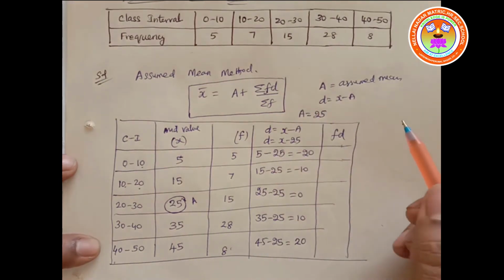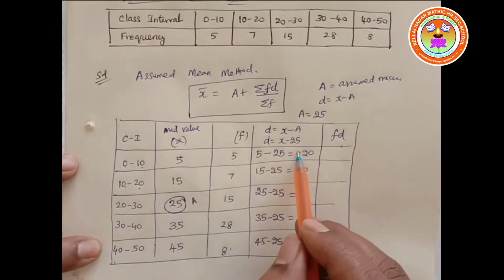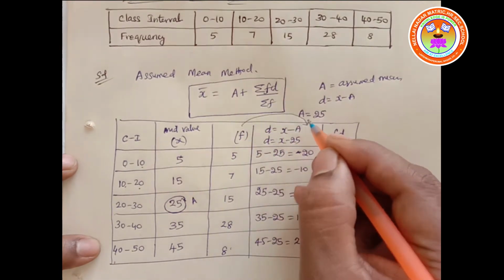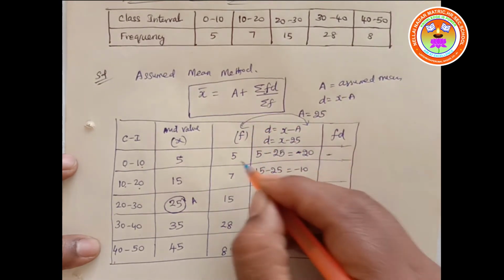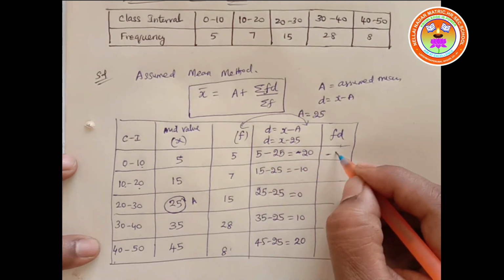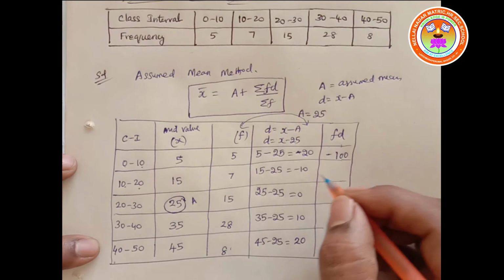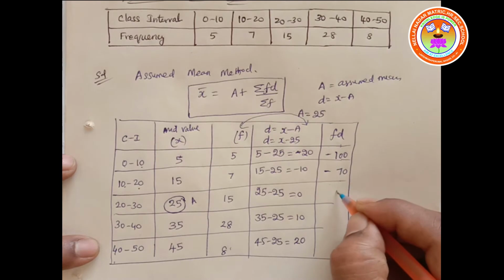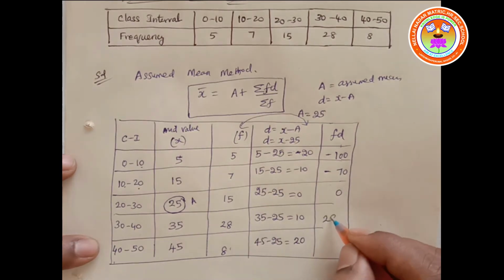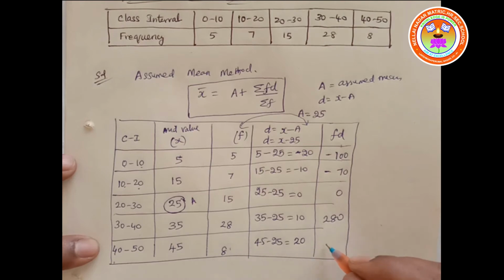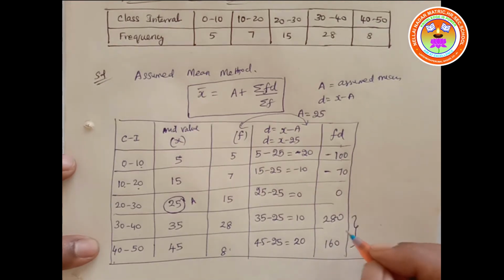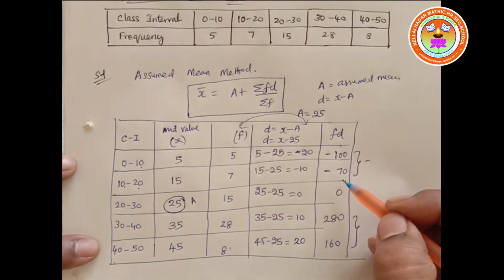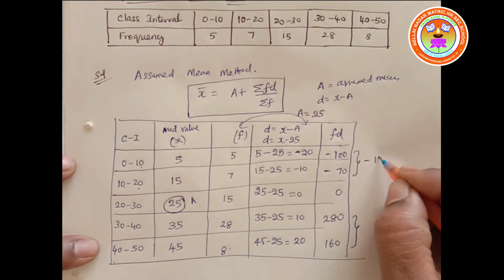Now f into d. F is this, d is here. Plus into minus is minus: 5 into 20 is 100, 7 into 10 is 70. 15 into 0 is 0. 28 into 10 is 280. 8 into 20 is 160. Add these two, children, and add these two. Put the same sign and add. That is minus 100 minus 70 is minus 170.